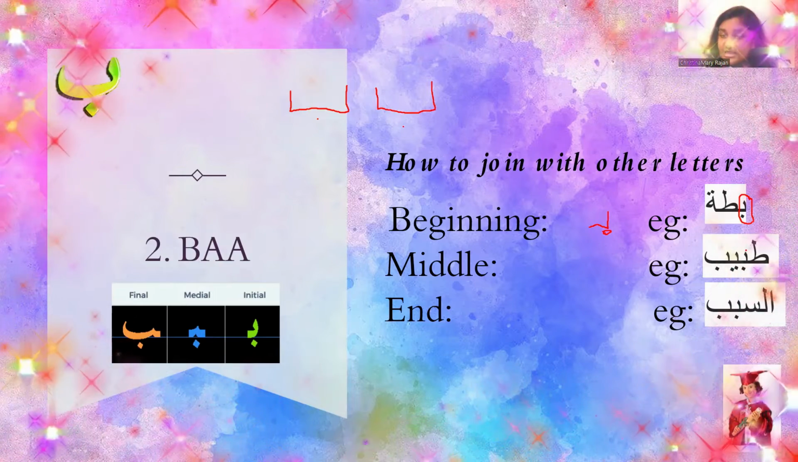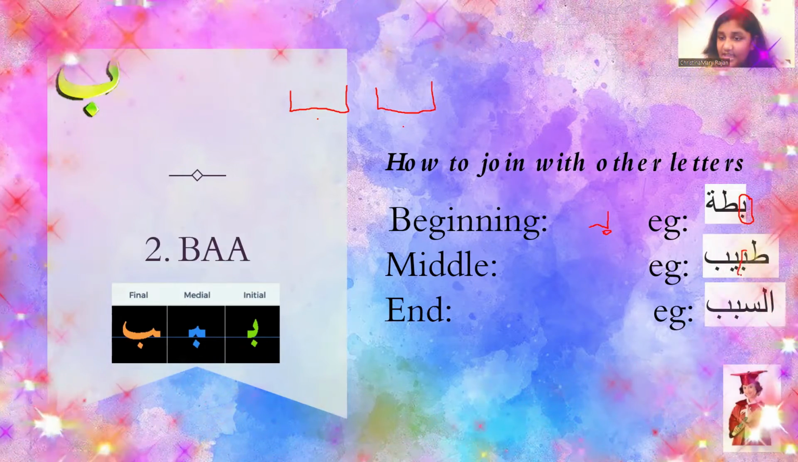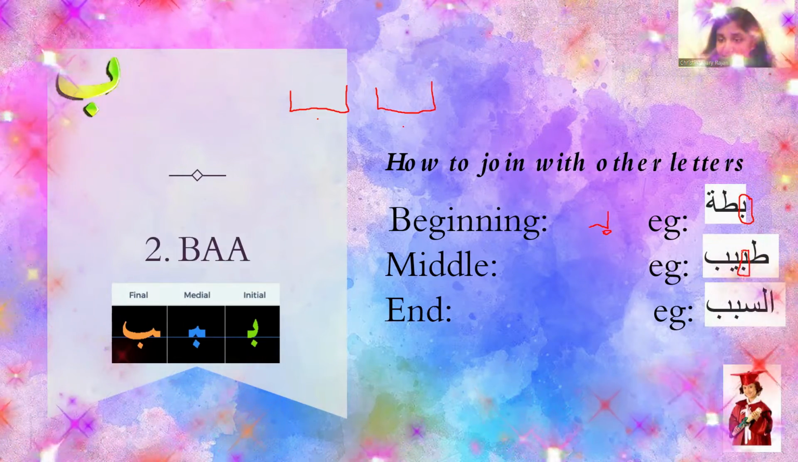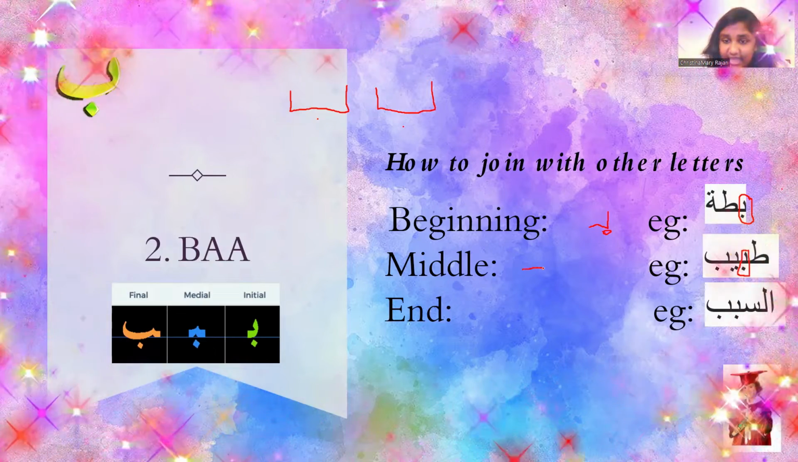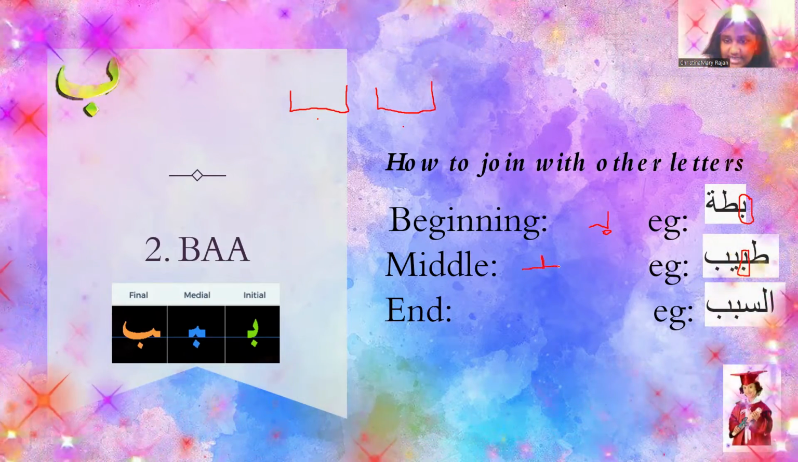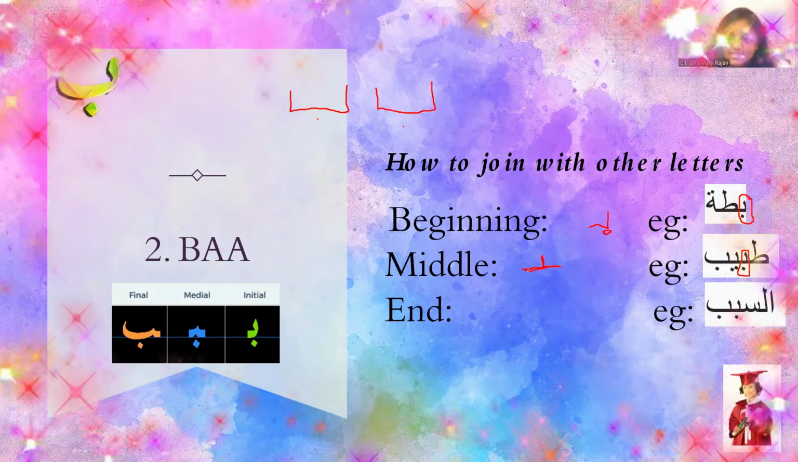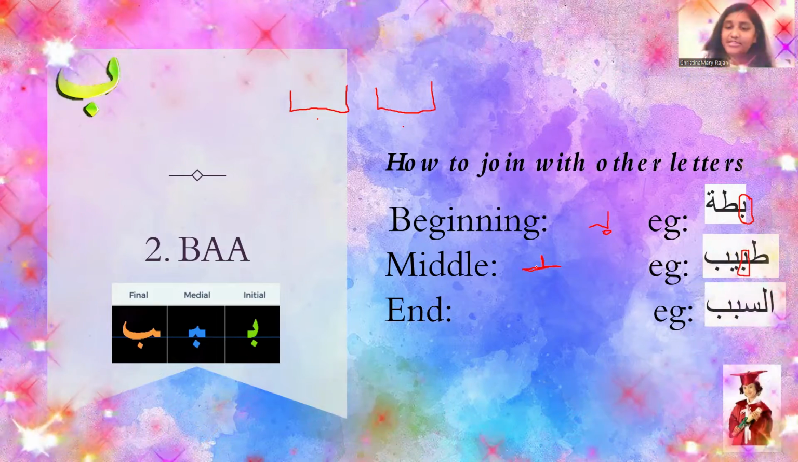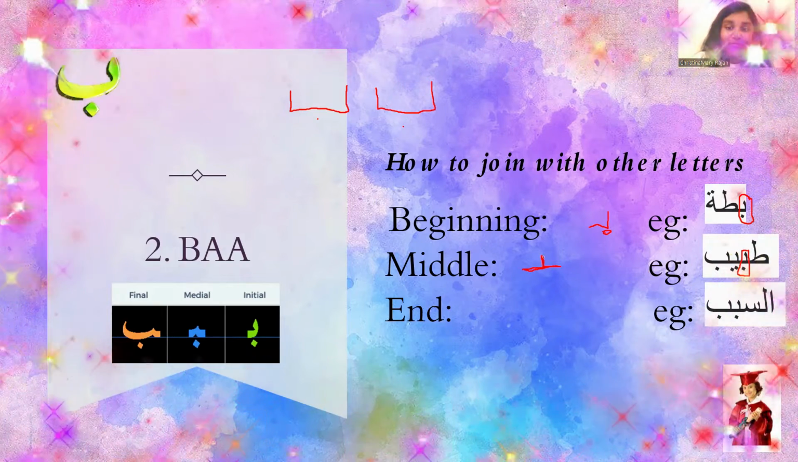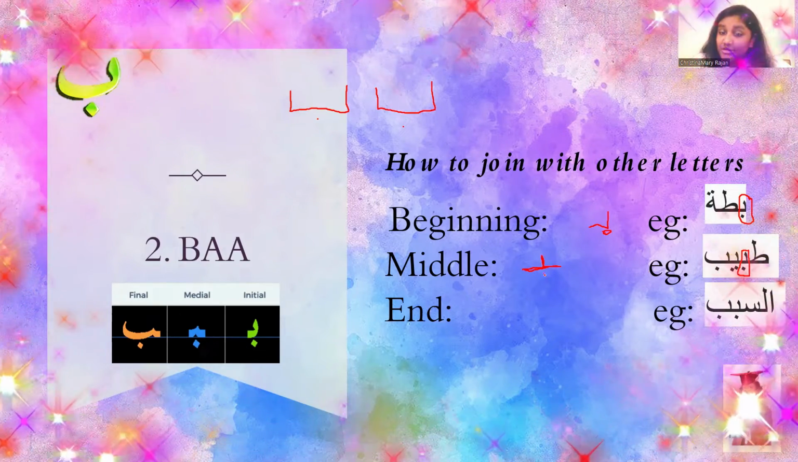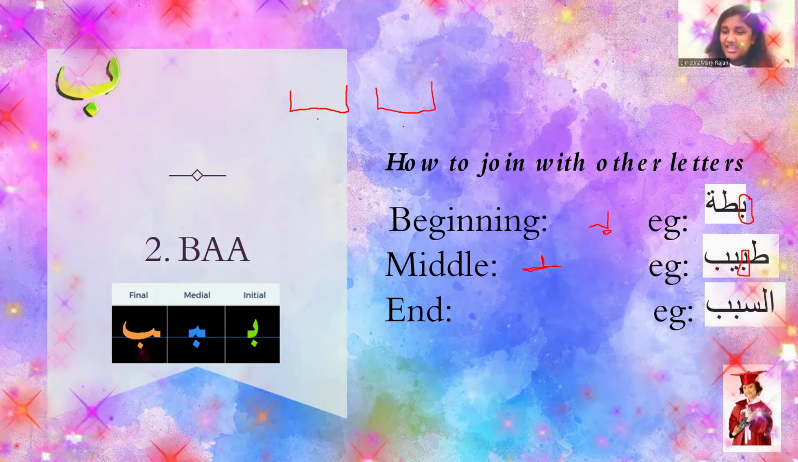In the middle, you can see here in this word that ba is in the middle and it's being extended to two sides. Its end is being extended to two sides. This looks almost like an upside down T. So just remember that and don't forget to put the dot.